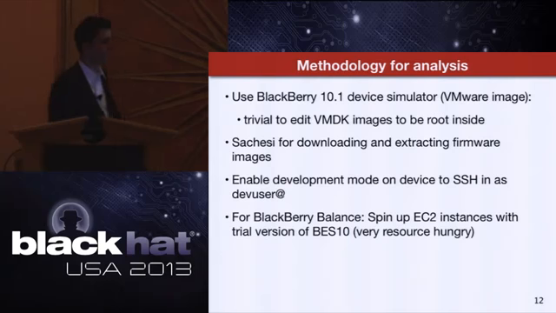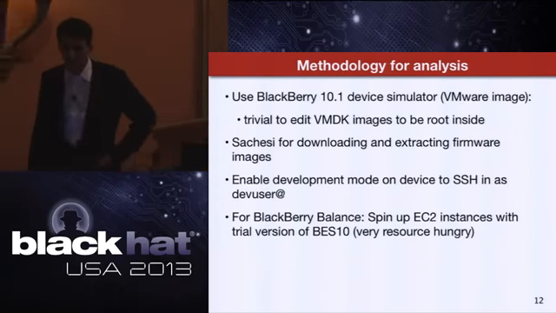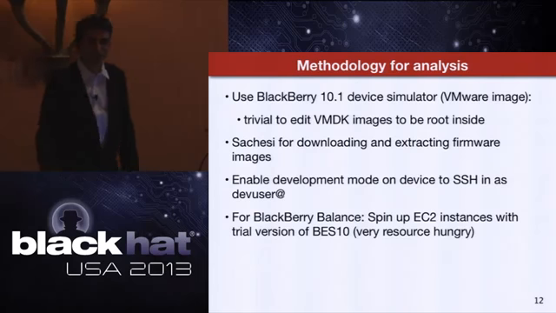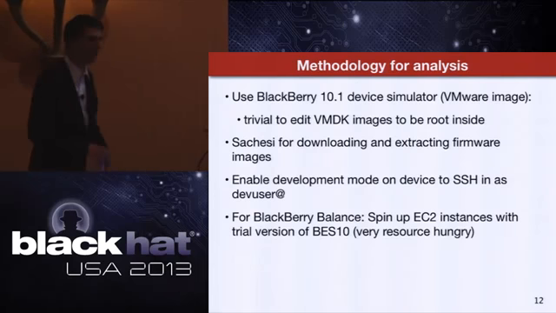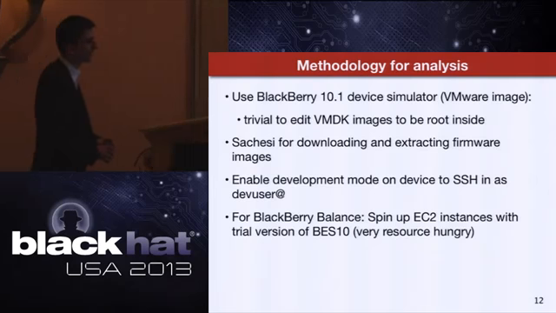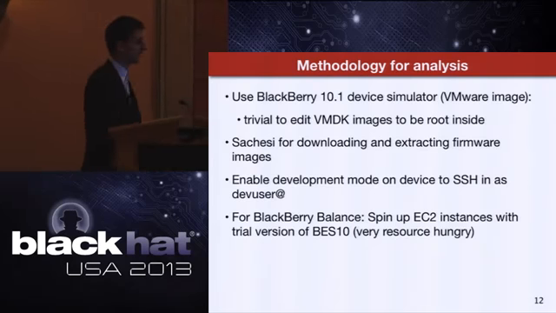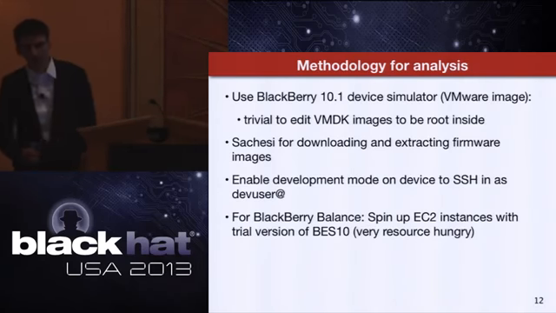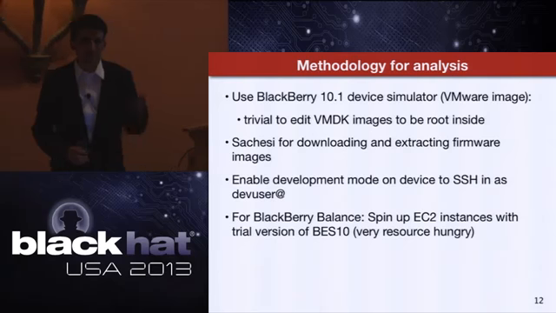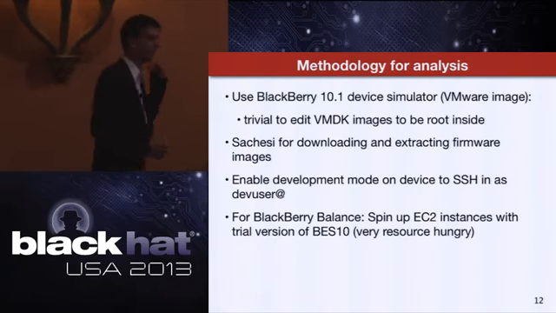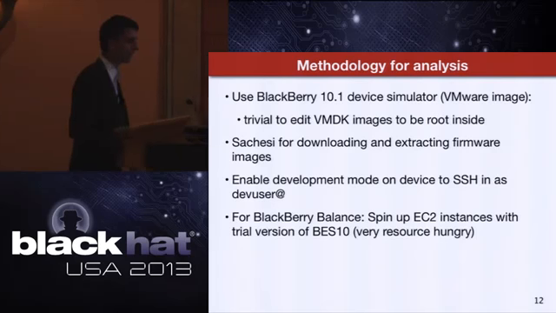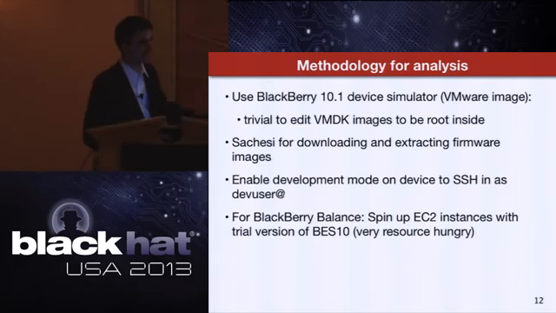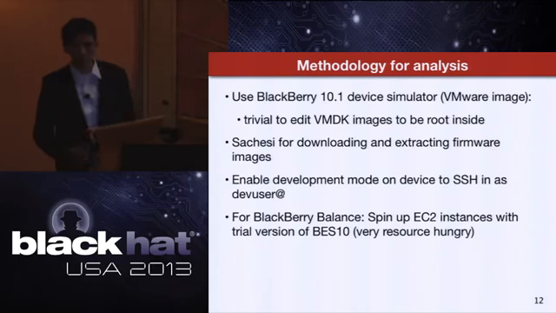If you want to start out, you want to start out with something where you already have root, right? So the easiest way to do that is to take the BlackBerry device simulator, which is actually a VMware image, and that's basically the whole thing compiled for x86 instead of ARM. And by just opening the VMDK files in Vim in binary mode and editing a couple of bytes, you can get yourself root in there.